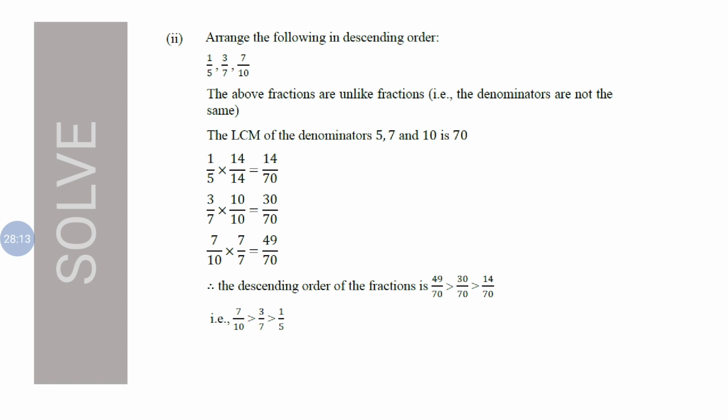Arranging the fractions in descending order: 49 by 70, 30 by 70, 14 by 70. So 49 by 70 is 7 by 10, 30 by 70 is 3 by 7, and 14 by 70 is 1 by 5. We get 7 by 10 is greater than 3 by 7, which is greater than 1 by 5.